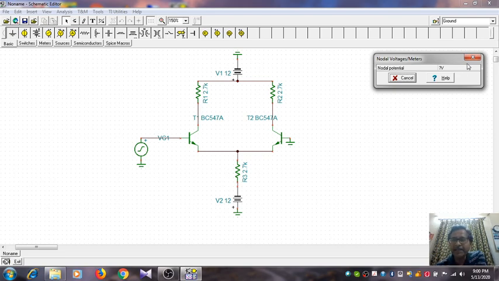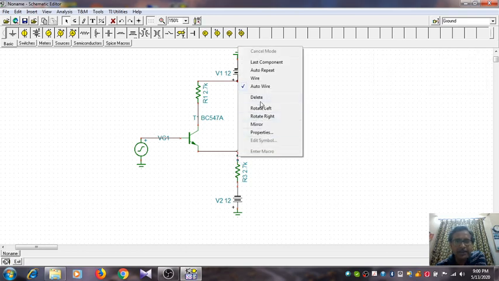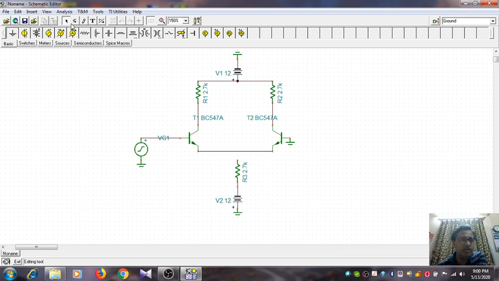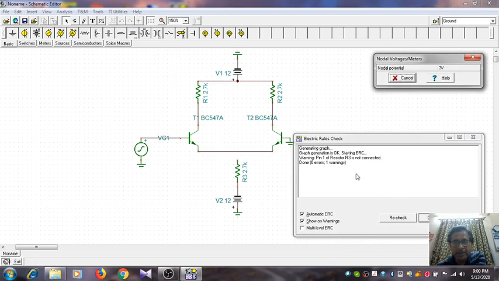One example, if you want, I can show. Suppose this wire is not there, and let us go with the DC analysis. Then if you do the DC analysis, you find that errors are shown. For example, warning: pin 1 of resistor R3 is not connected. So this is resistance R3 and this is the pin 1, it is not connected. So it is 0 errors but 1 warning.